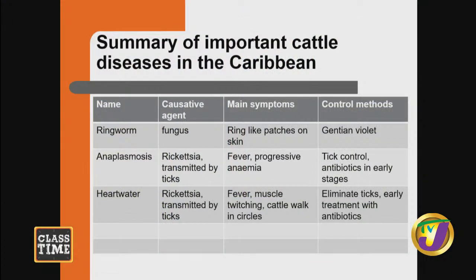Good? Next disease, we call that heartwater. Causative agent, rickettsia. It is transmitted by ticks as well. What are the main symptoms? We are going to be seeing the animal will come down with a high fever, muscle twitching. The cattle then is going to be walking in circles, looking confused too because of this disease that we call heartwater. It also affects goats and sheep as well.